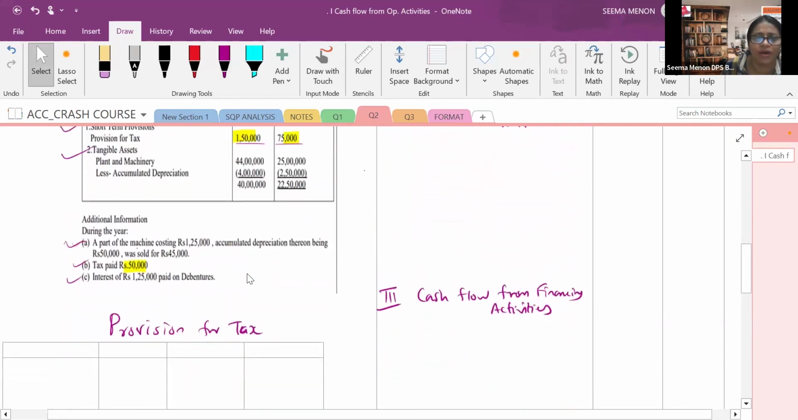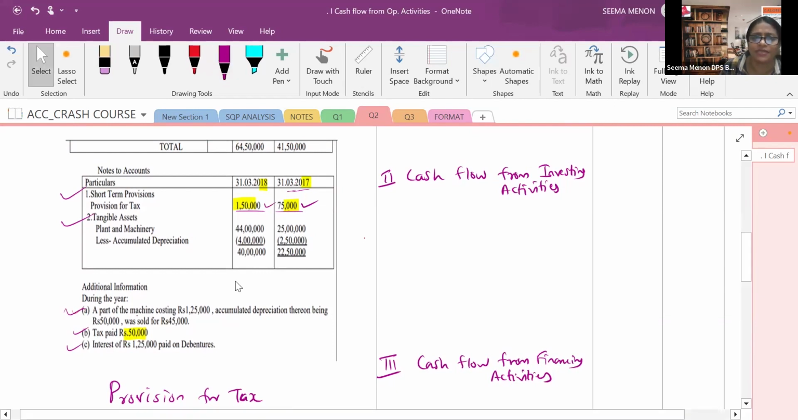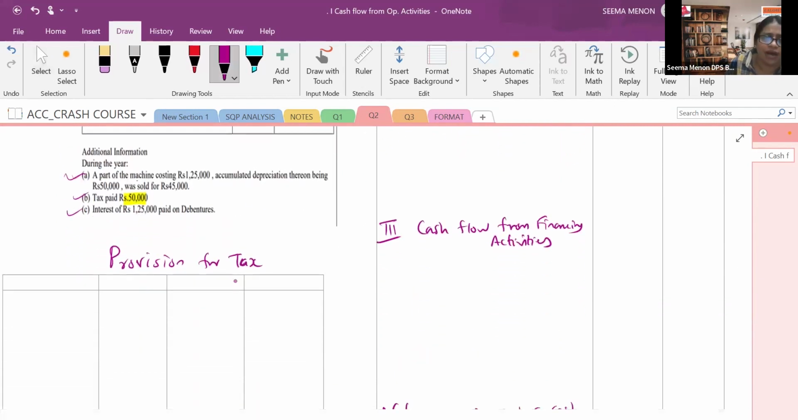Just now we made that. So you know that the opening balance is given, opening balance of 2017, and the closing balance will be 2018. Provision for taxation is a liability. Whenever it is a liability, a debit means there is a decrease, and a credit means the liability will increase. So the opening balance you will write as balance brought down.